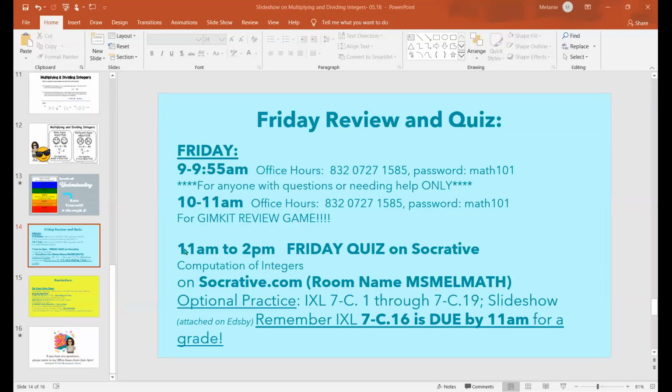And then, of course, our quiz session is from 11 to 2 on Friday on Socrative. Room name, Miss Mel Math. It's not up yet, so don't try to go there now. Okay, and optional practice is to get ready for the quiz.